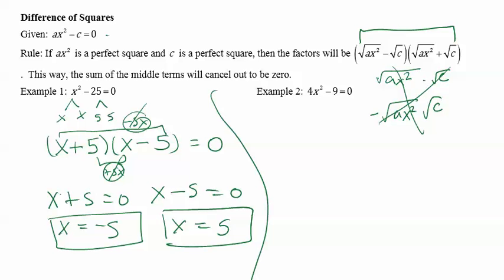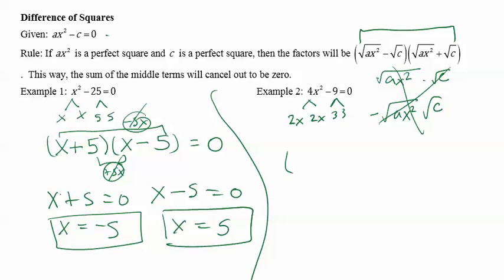Now let's look at 4x squared minus 9. Let's factor this one. 4x squared factors down into 2x and 2x. Remember, they have to be perfect squares, so you can't split up 4x and x. It has to be 2x and 2x if it's a difference of squares or perfect squares. Then I have 3 and 3.